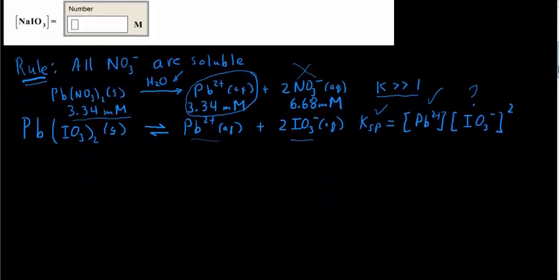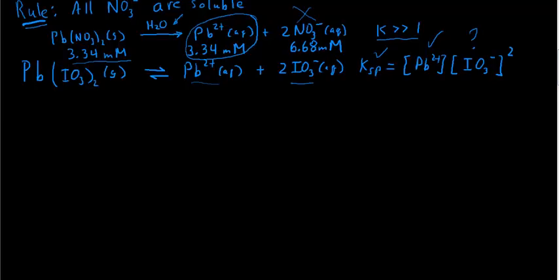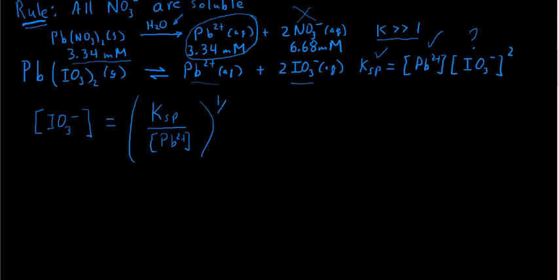I'm going to scroll down here and we're going to write an equation to do that. We're going to solve that equation for iodate, IO3-. So we divide both sides by the lead concentration, so Ksp gets divided by the lead concentration. Then we have the IO3- concentration on this side squared, so we need to take the square root of both sides, which is the same as raising it to the 1/2 power. That's going to be the iodate concentration, and you're just going to plug in your values for Ksp and lead.